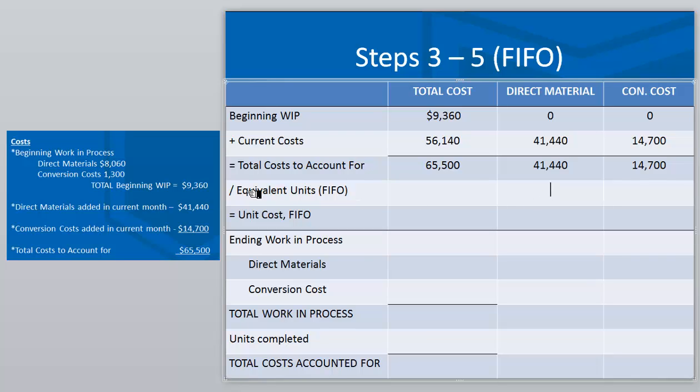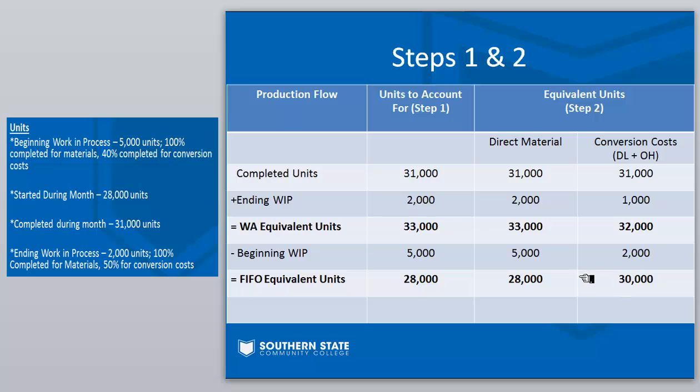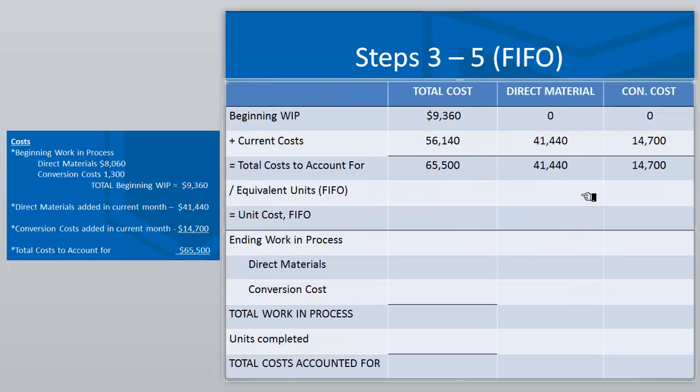We will divide that by our equivalent FIFO units. So we look back, equivalent FIFO, 28,000 for direct material, 30,000 for conversion cost. So we'll divide by 28,000, and we'll divide by 30,000 for conversion cost. And I get $1.48 per unit for direct material and 49 cents per unit for conversion cost, for a total of $1.97 per unit.